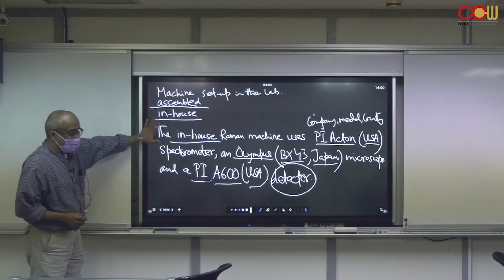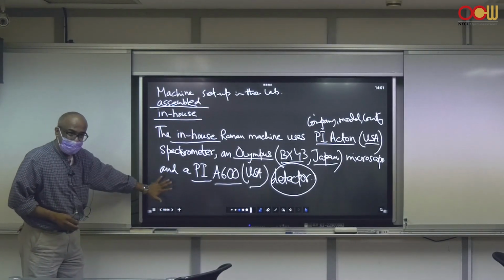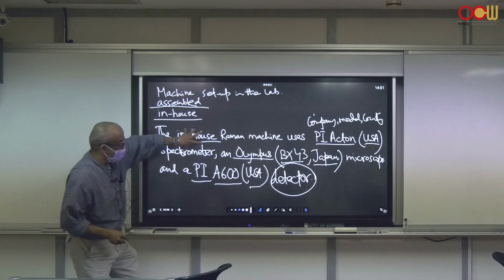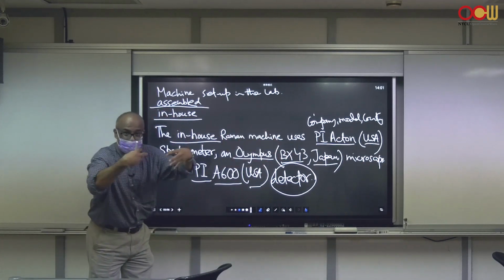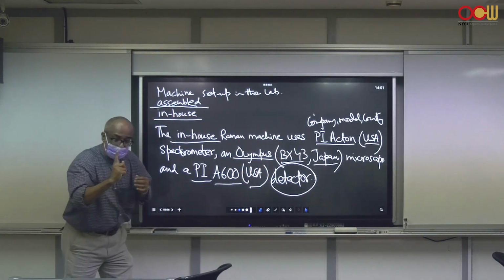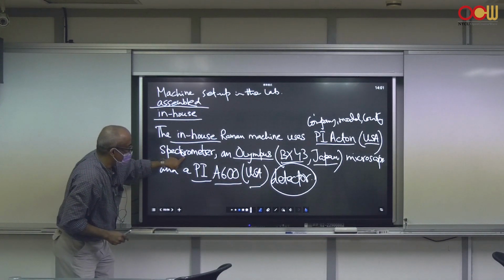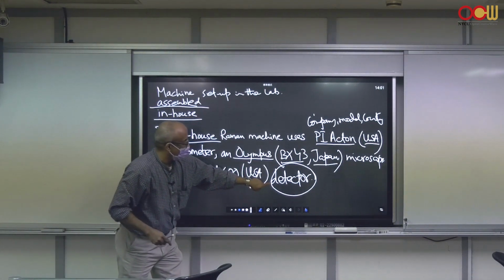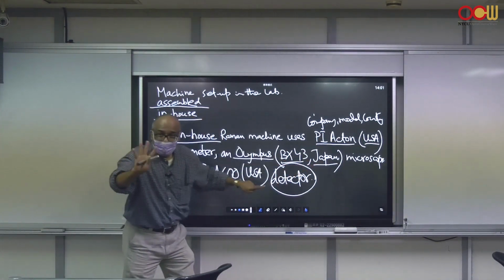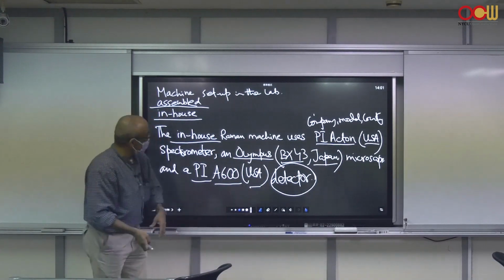So this is in-house. If you are making it up, then you have to name each part that you buy from the companies and then join. Remember, this spectrometer or this detector or this microscope, they are not the Raman machine. I joined them to make the Raman machine.